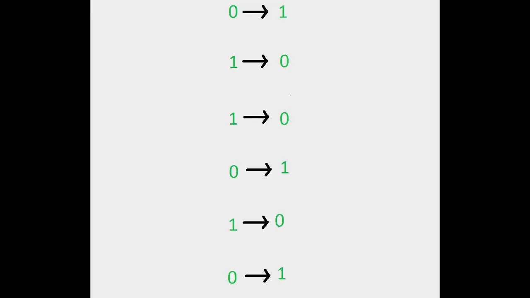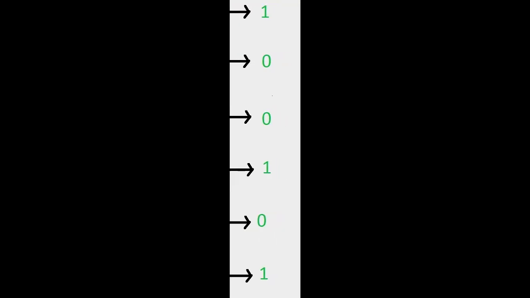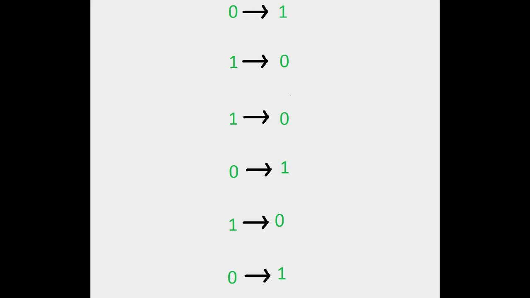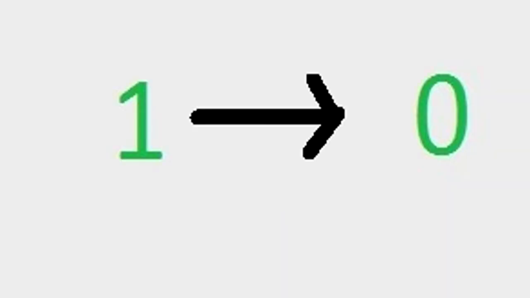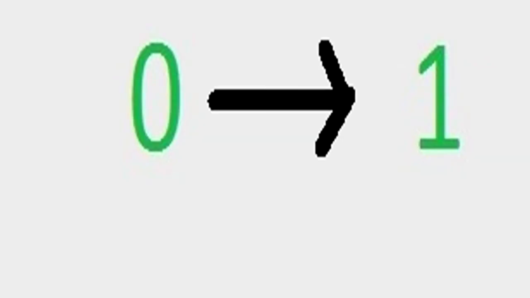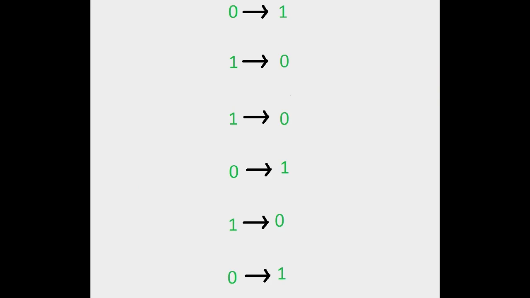Now, what would happen if I decided to switch the desired outputs for the inverse of the desired outputs? So basically what this means is for every time it's expecting a 1, it's now expecting a 0. And for every expected 0, it'll now be expecting a 1. So let's see how it fares with this.